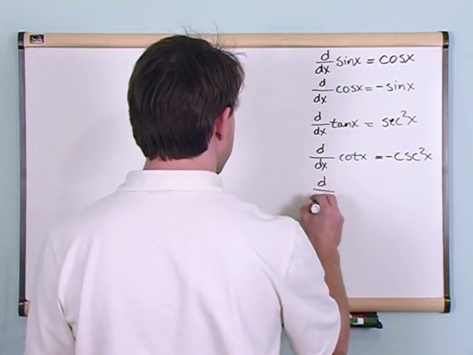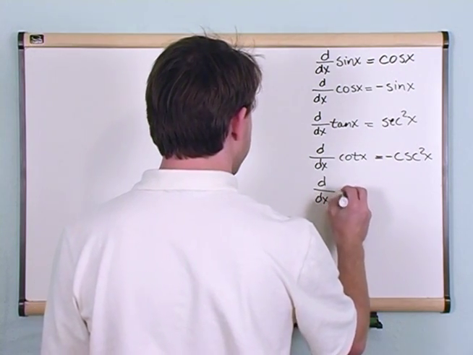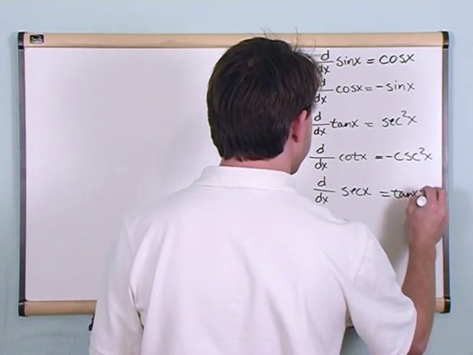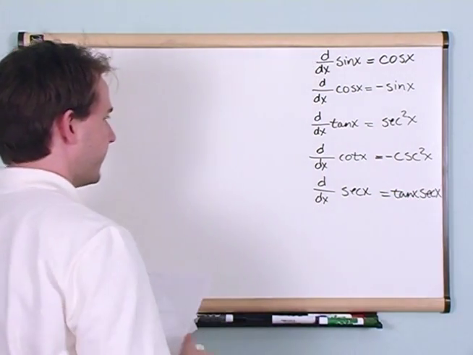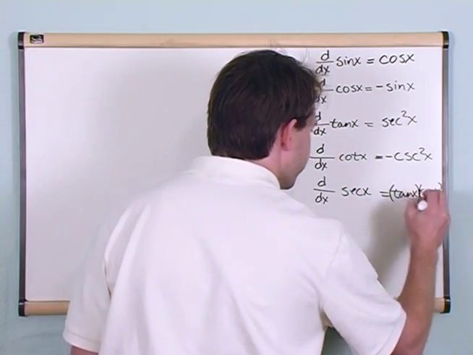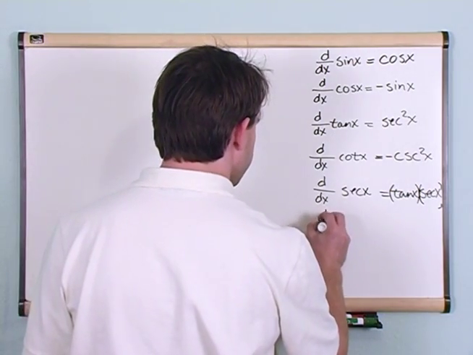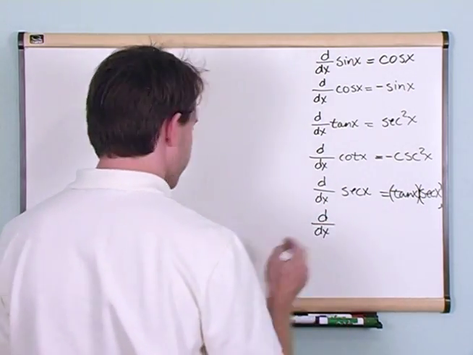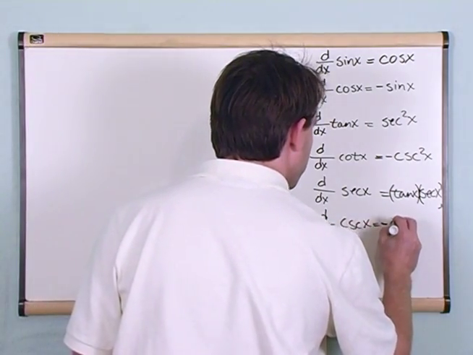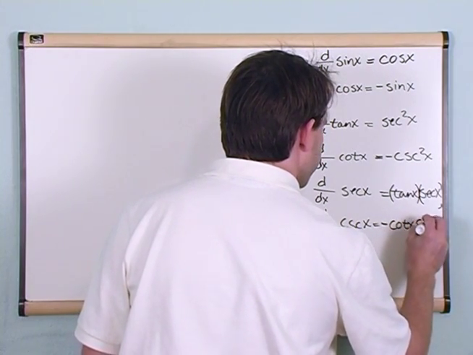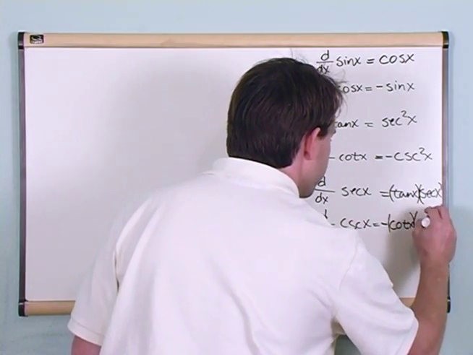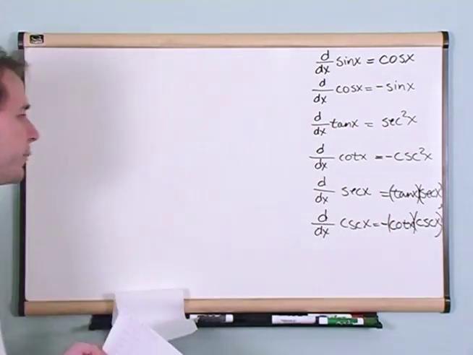And the derivative of secant is equal to tangent x times the secant of x, tangent times secant. So this is a multiplication here, tangent of x times secant of x. And then finally, the derivative of cosecant is equal to negative cotangent times cosecant. Okay, and again, there's a parentheses around here, so you're taking these two quantities and multiplying them together.